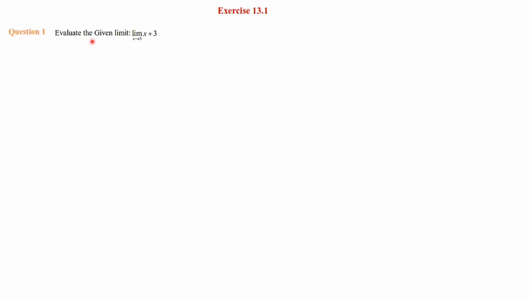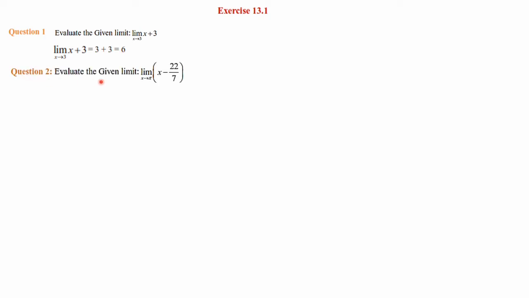Evaluate the given limit x tends to 3, x plus 3. Limit x tends to 3, x plus 3 is equal to, you just have to replace this x and put the value 3. That is 3 plus 3, which is equal to 6. Replace the value of x by 3. So 3 plus 3 is equal to 6.